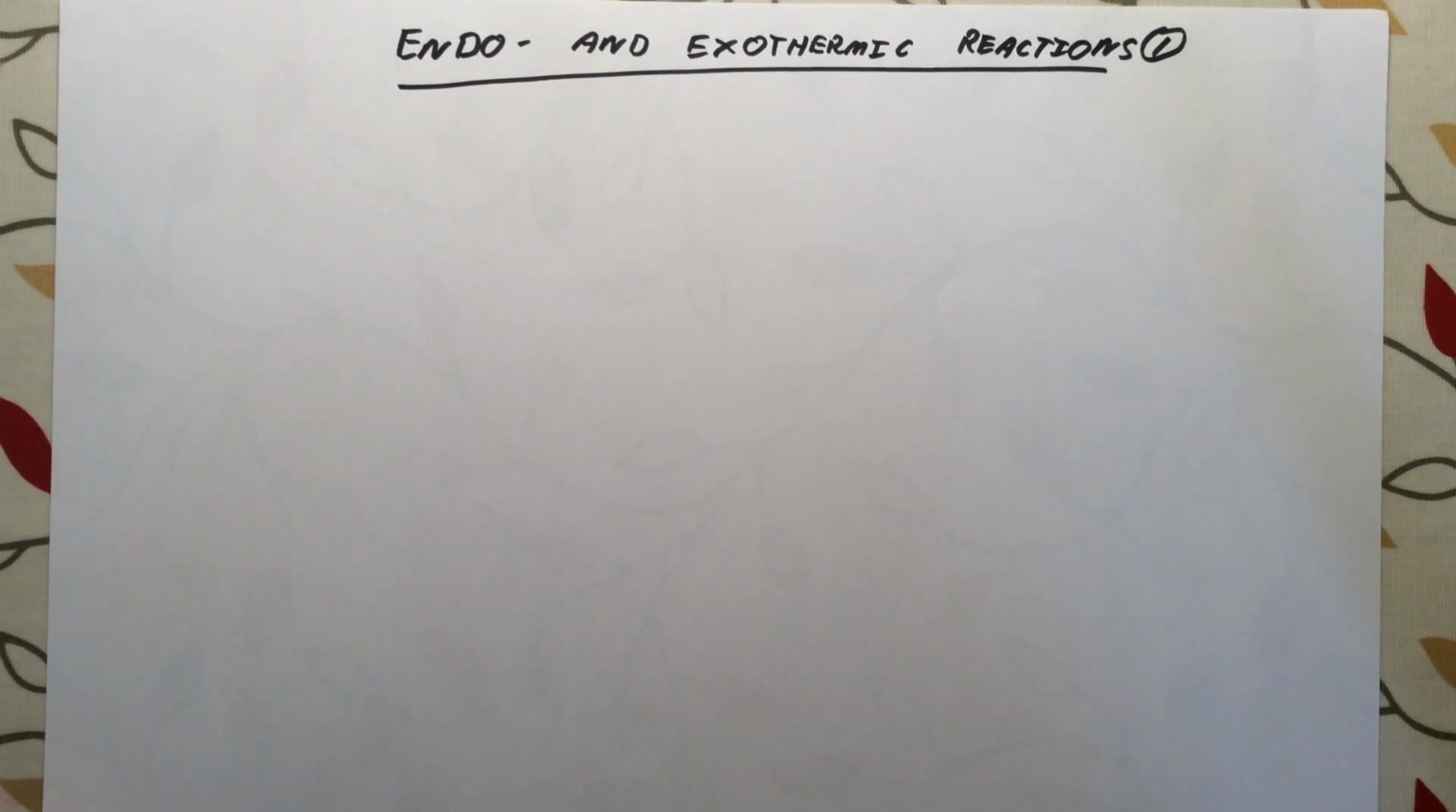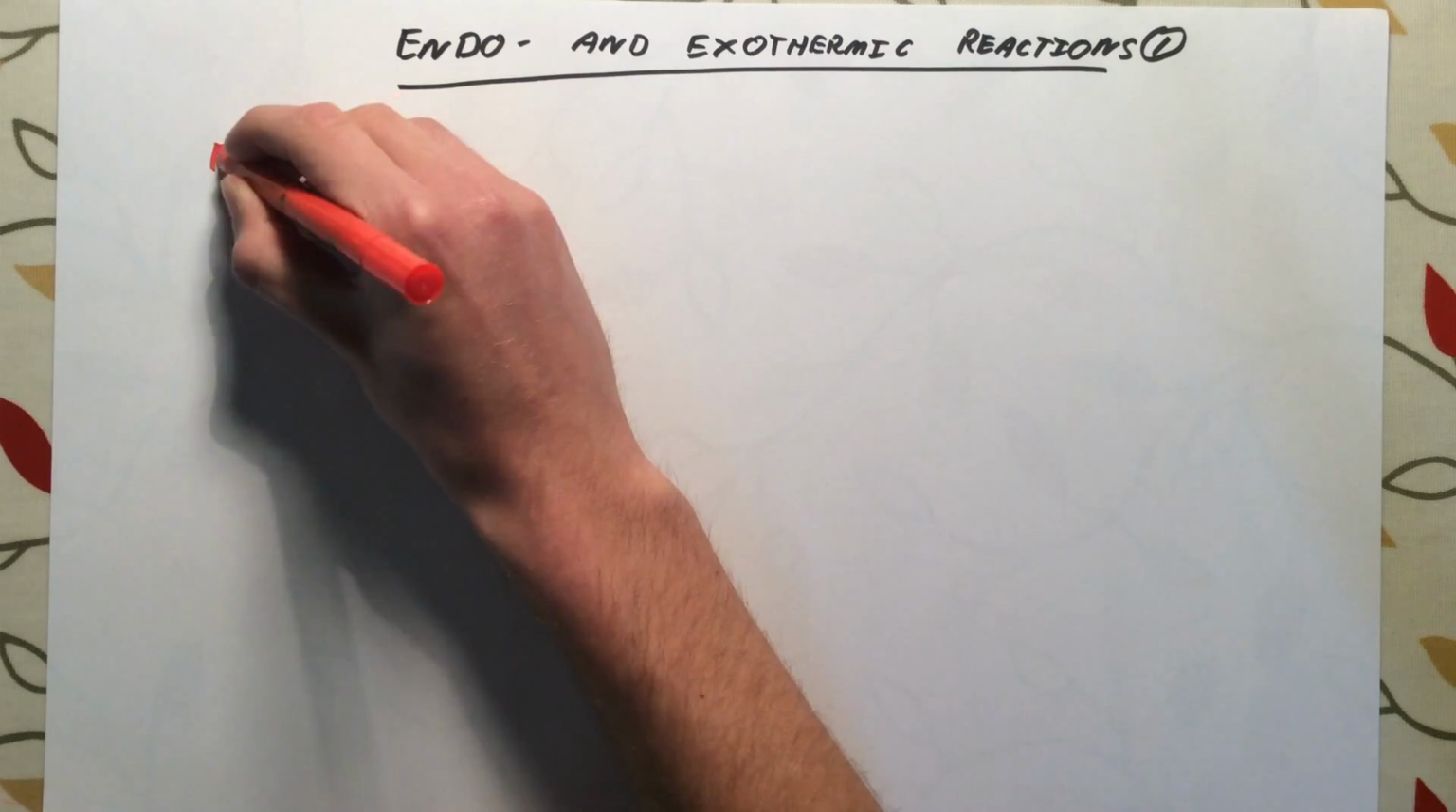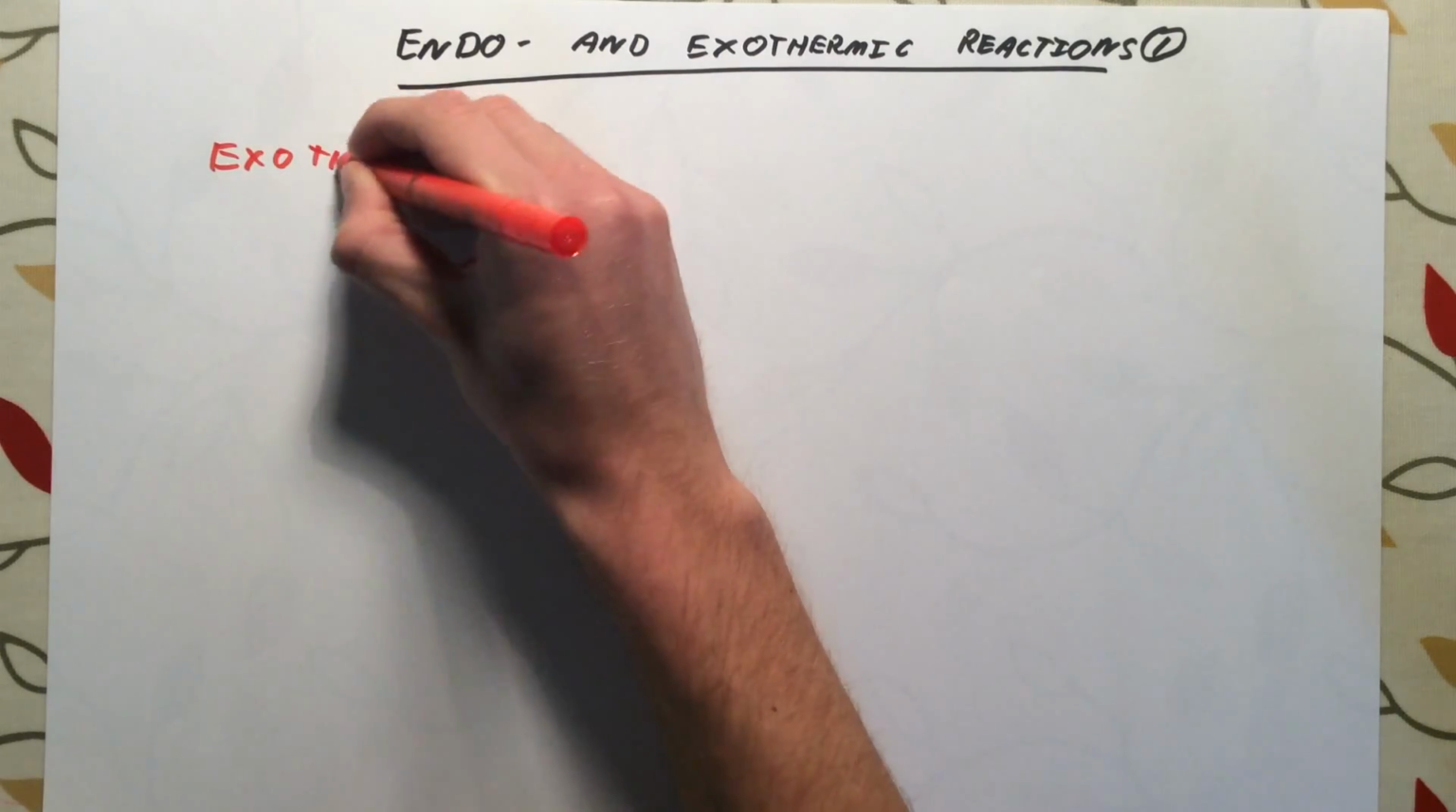In this video we're going to be looking at endo and exothermic reactions, the two types of reactions that you need to know about for EDEXCEL Additional Chemistry Topic 5. Now, let's start off with exothermic reactions.